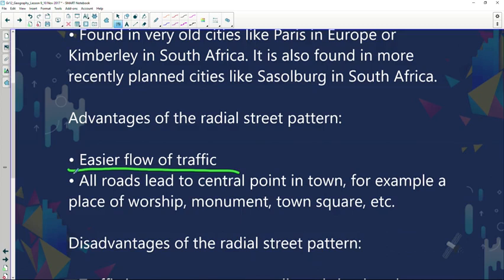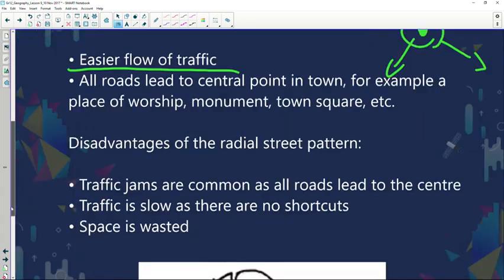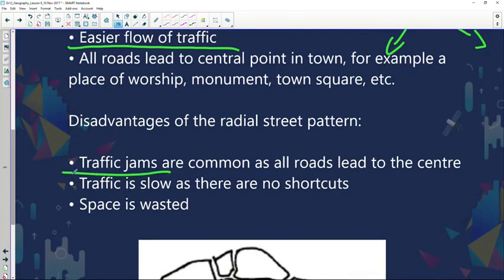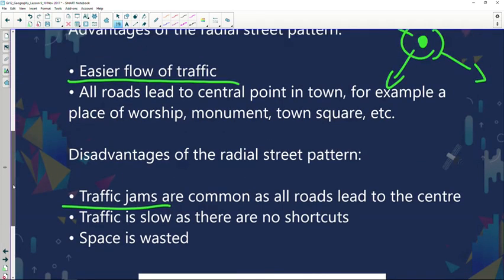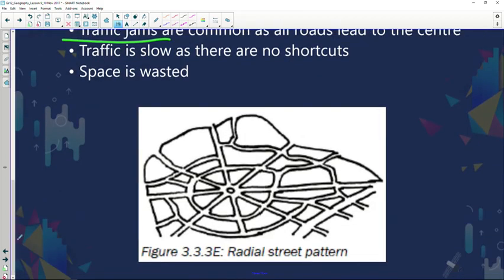All the roads lead to a central point in town because basically, let's say for instance, it's radial, it's outwards, so it doesn't matter if you travel towards the central point, everyone will get to the same point. The disadvantages, it can cause traffic jams, and the traffic is quite slow because of the curved roads. Now there's the example of a radial street pattern. As you can see, everything leads to the central point, and this central point might be a historical monument or it might be a church.